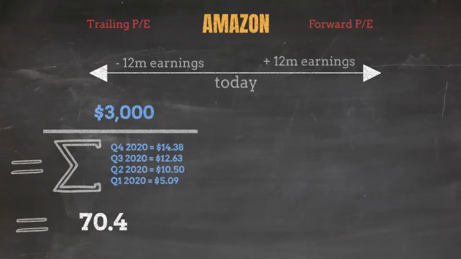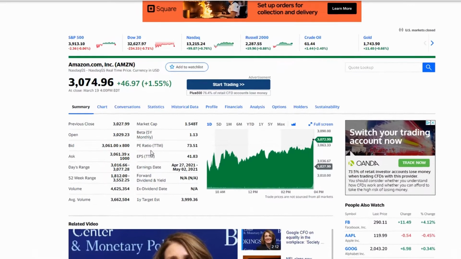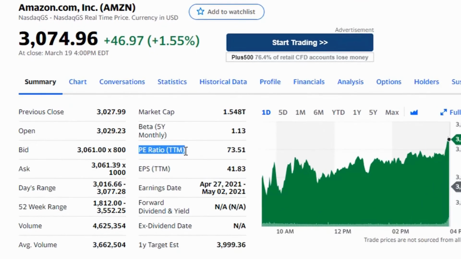This means that based on how profitable Amazon was over the last 12 months, you are currently paying 70 times that amount to buy a single share of this company's stock. Let's double check our calculation on Yahoo Finance, and yep, the number matches.